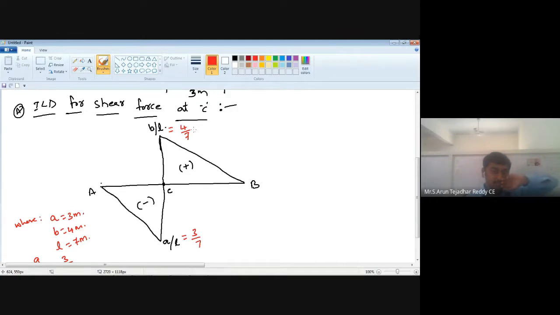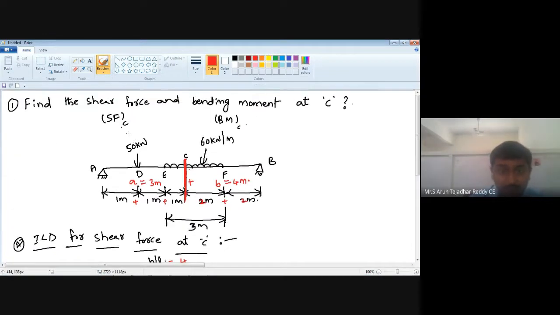First step is to draw the ILD for shear force and calculate shear force values A by L and B by L. Now it becomes an ordinate. Here 3 by 7 is the ordinate, 4 by 7 is the ordinate. And in the second step, locate where the loads are acting. Below that load, we can draw one line and give ordinates, whether x1, x2, x3, like that.